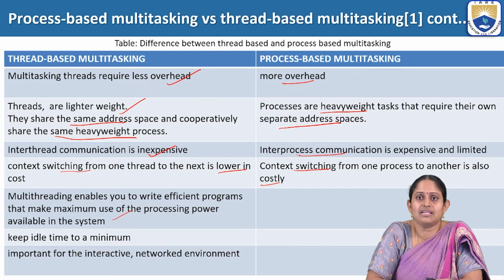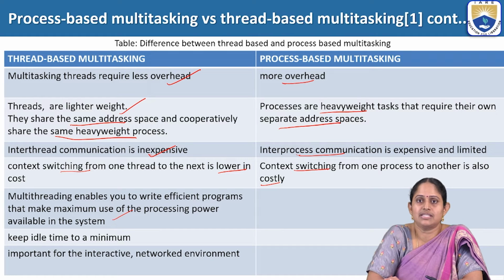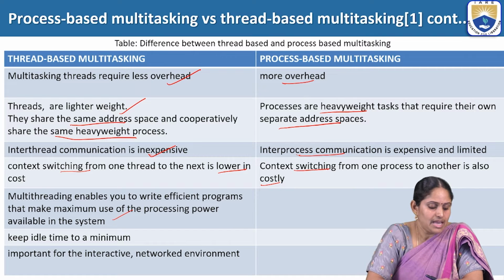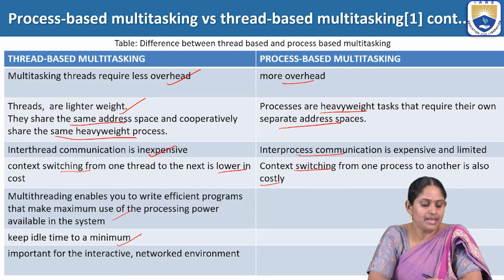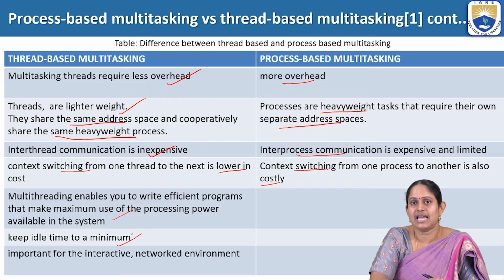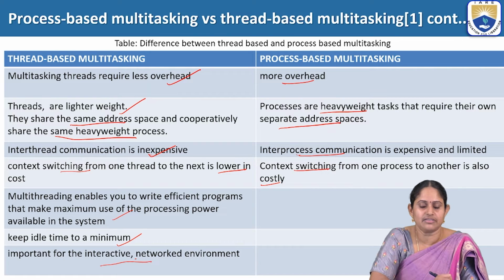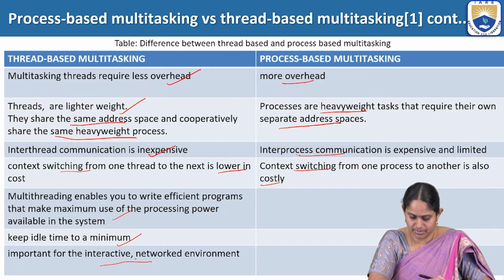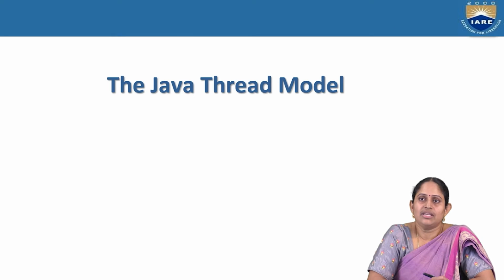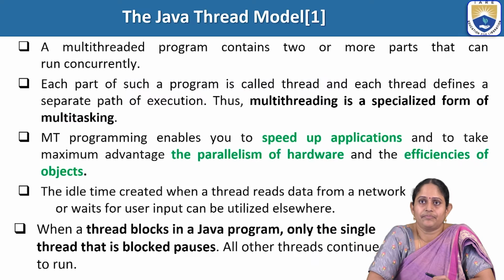Now, multi-threading enables you to write efficient programs that make maximum use of the processing power of the system, because of which the idle time is very little, and it is mainly used for interactive and networked environments. Now let's look into the Java thread model.